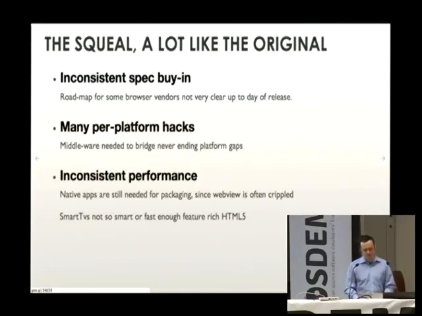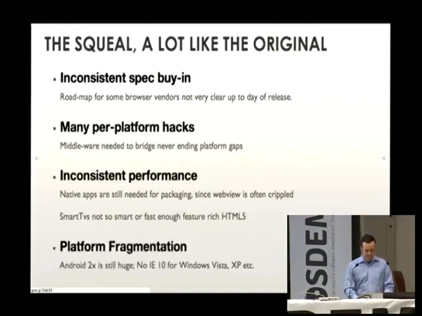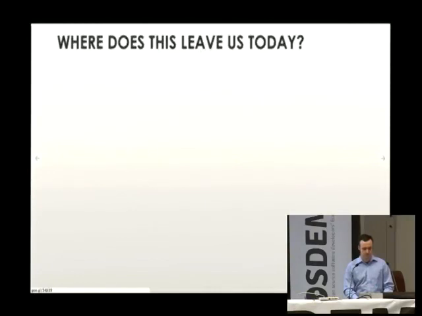And then many platform hacks, as there's still inconsistent performance. HTML5 has gotten a lot faster in terms of a first-class browser experience, but as you try to embed that experience in other contexts, things get complicated. Smart TVs also not so smart sometimes. Limited HTML5 implementations, not fast enough. A lot of platform fragmentation. Android's still huge.